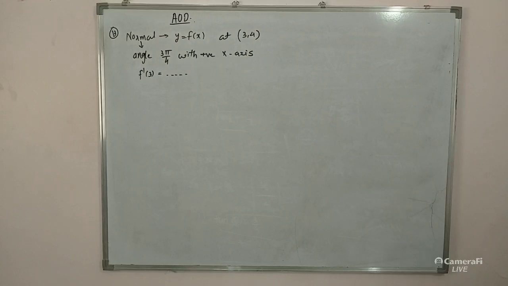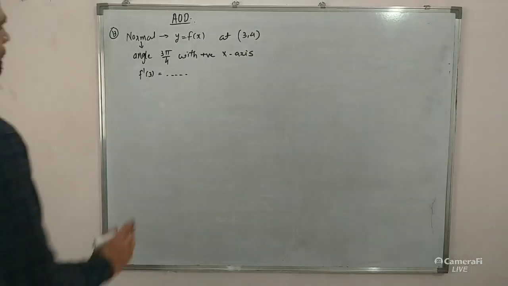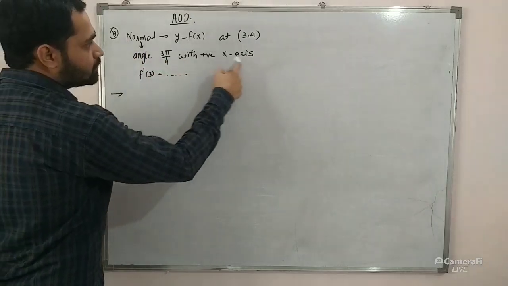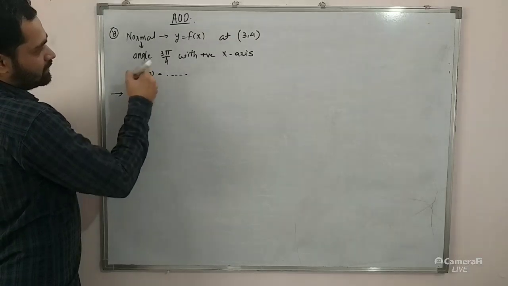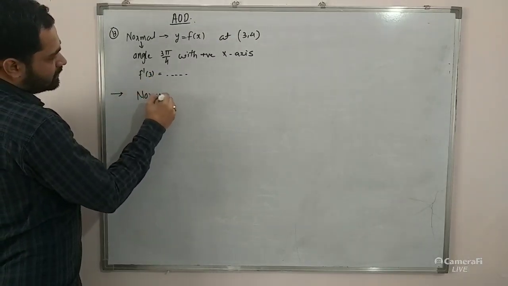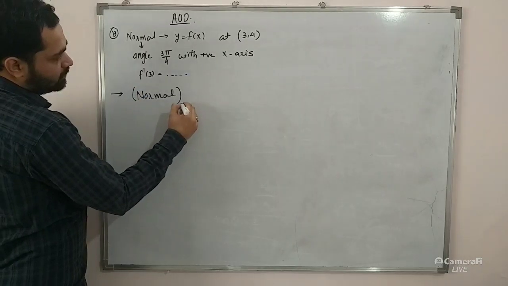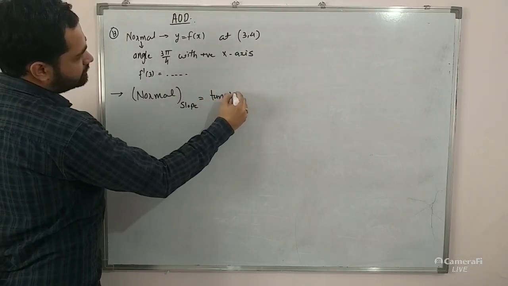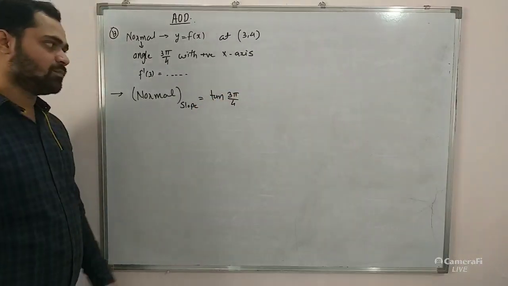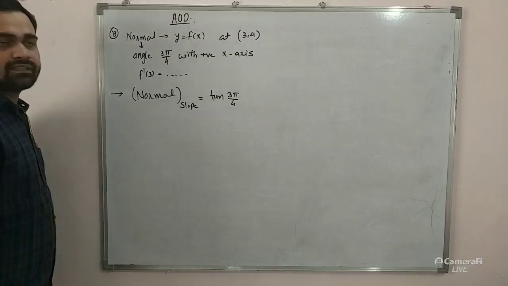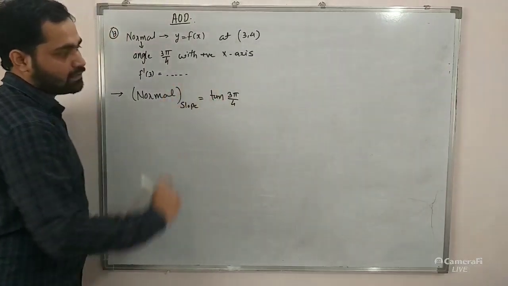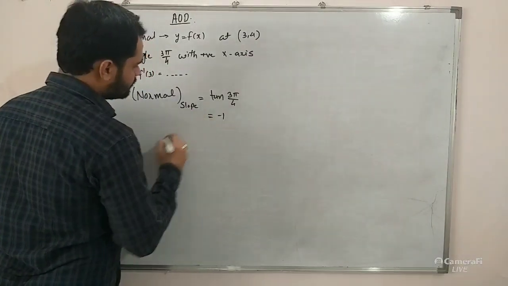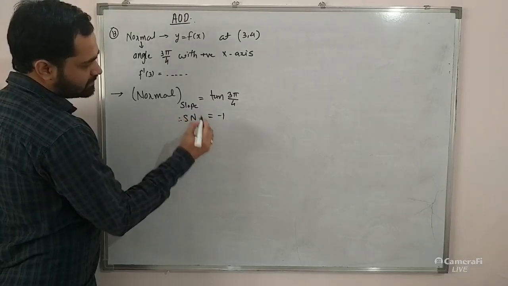Okay, चलो. So अब देखो, अगर यहाँ पे नॉर्मल मेकिंग एन एंगल 3π/4 विद पॉजिटिव x-axis, इसका मतलब क्या होगा कि जो नॉर्मल का स्लोप है वो क्या हो जाएगा, slope of the normal is equal to tan 3π/4. नॉर्मल अगर पॉजिटिव x-axis के साथ 3π/4 एंगल बनाएगा तो उसका स्लोप हो जाएगा tan 3π/4 यानी कि सेकंड क्वाड्रेंट में tan नेगेटिव, so tan π/4 is −1. So slope of normal is −1.